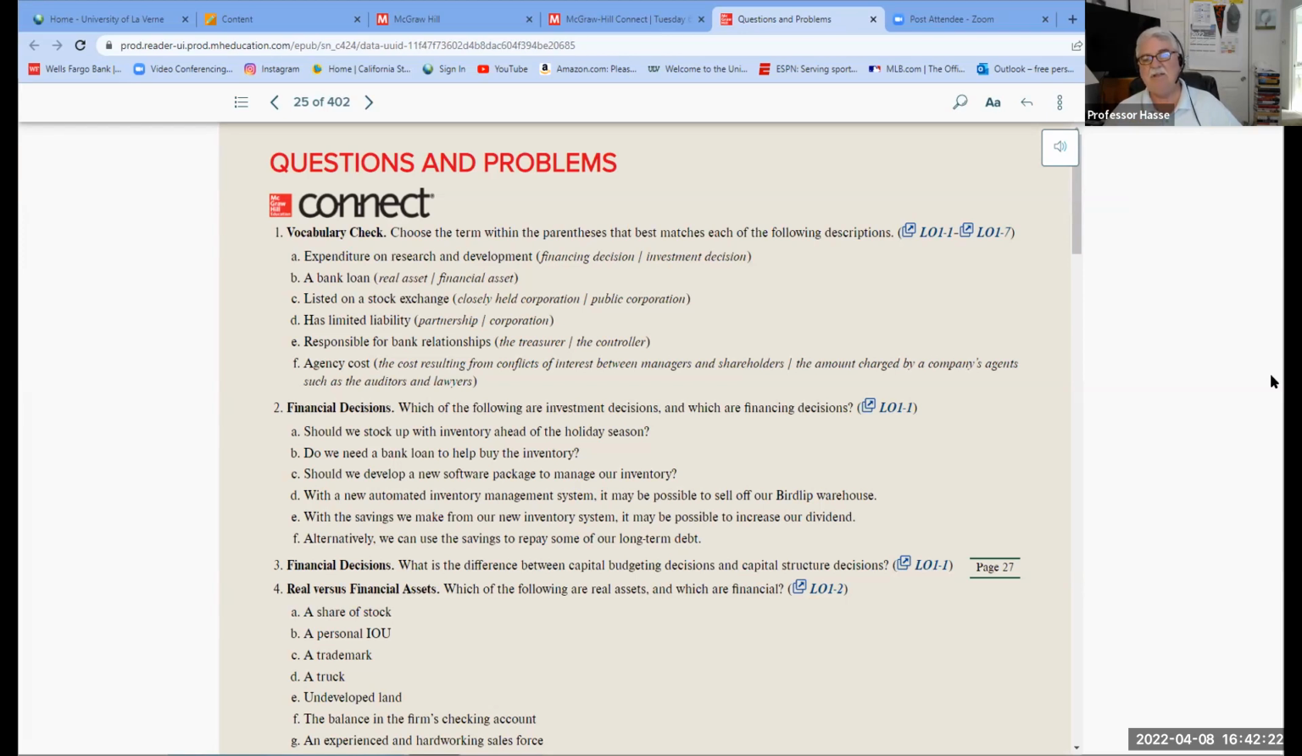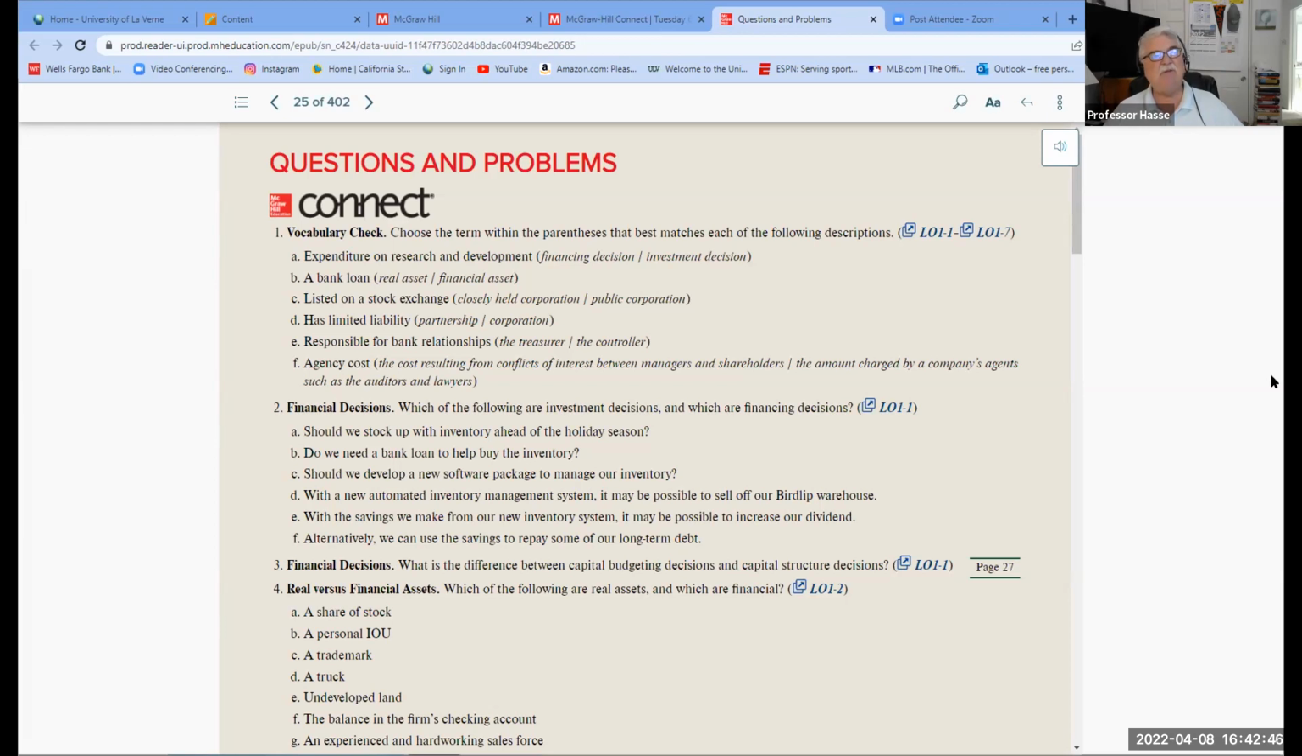It's listed on the New York Stock Exchange. Has limited liability, partnership, or a corporation? Well, we talked about this a little bit on Monday. Limited liability means you have limited exposure or risk if you screw up. What a definition that is. And limited liability is a corporation.